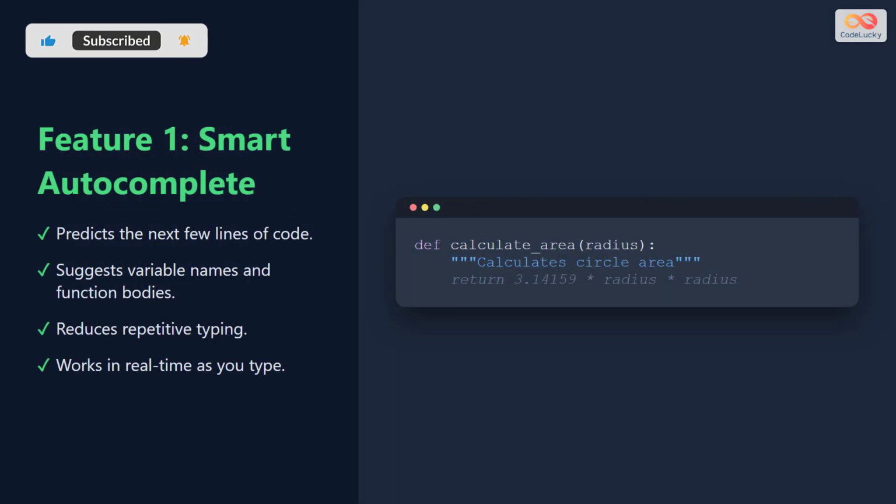One of the most common features is smart autocomplete. Unlike older tools that just suggested variable names, AI assistants can predict entire blocks of code. As you type, it suggests the next few lines, filling in standard boilerplate code instantly. This reduces repetitive typing and lets you focus on the unique parts of your program.